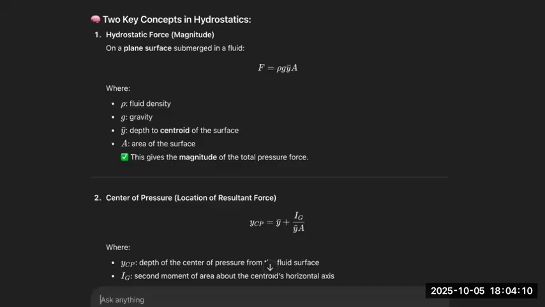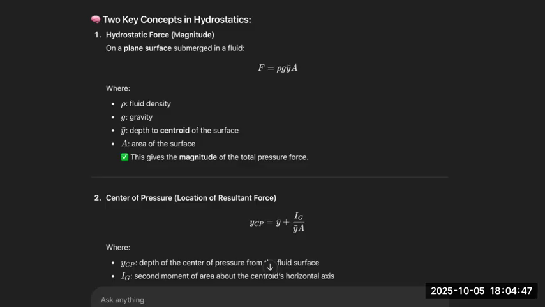So basically, ChatGPT summarizes it pretty well. There are two key concepts in hydrostatics. One is the hydrostatic force, concerned with the magnitude. On a plane surface submerged in a fluid, this is equal to F equals rho, the fluid density, times g, gravity, times y bar, which is the depth to the centroid of the surface, times A, the area of the surface. This is exactly what we used just now to find the vertical component of the pressure force, FPV, and the horizontal component of the pressure force, FPH.